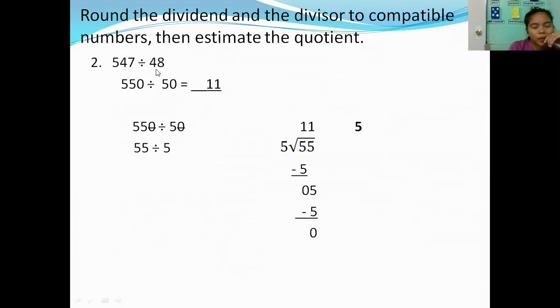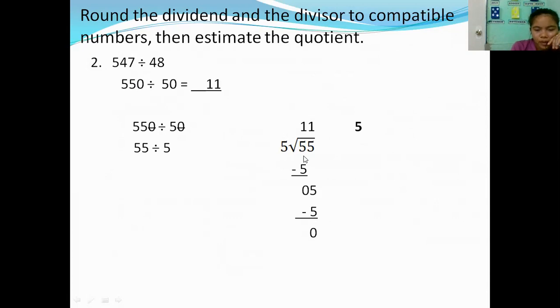Since we rounded the divisor in its tens place, we also round this in the tens place. Our tens place is 4, so next to 4 is 7, so greater than 5, so we are going to add 1. 4 plus 1 is 5, so we have now 550 divided by 50. So we are going to cancel the 0 here and here, so we have now 55 divided by 5.